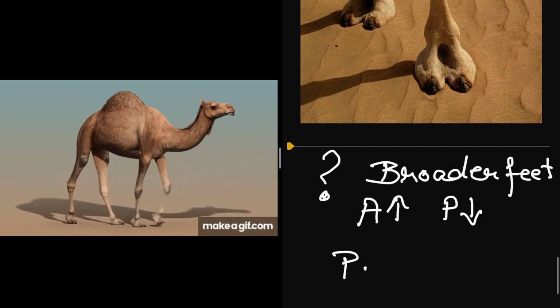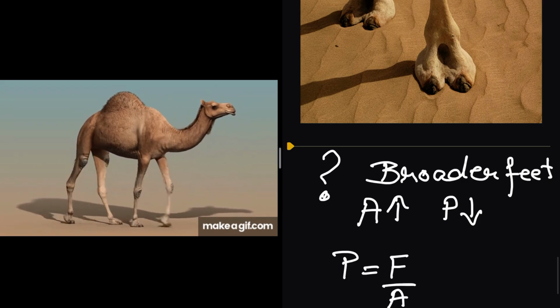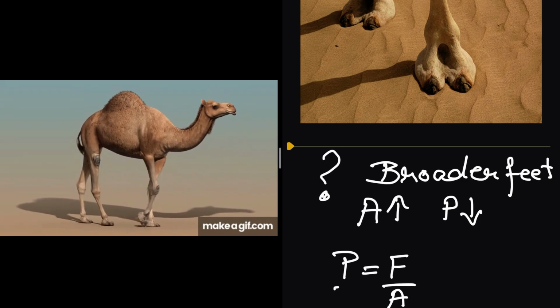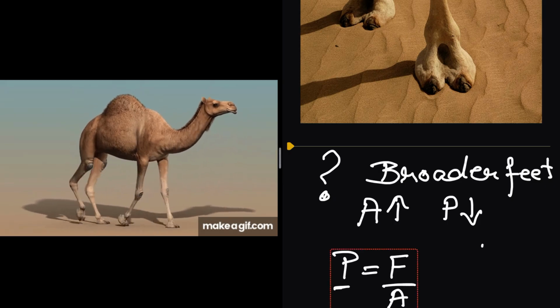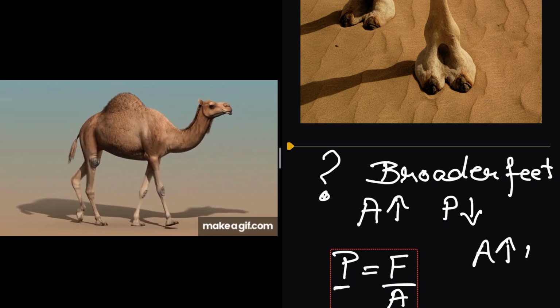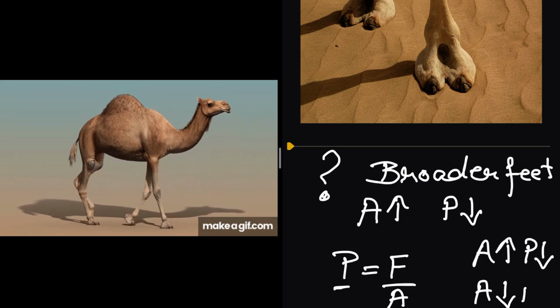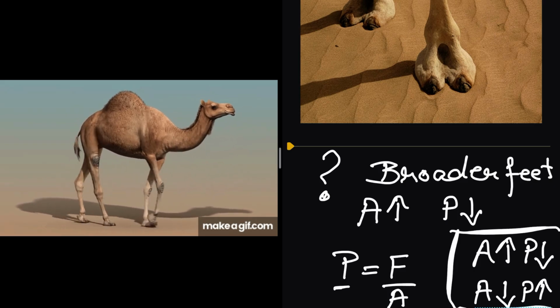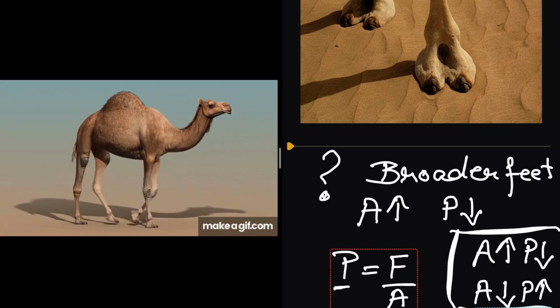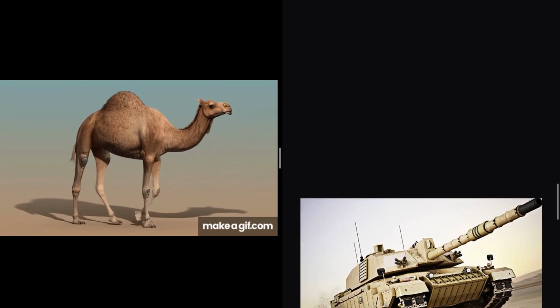So what is pressure, students? Pressure is nothing but force upon area. So far we have concluded that pressure depends upon the area. If the area is more, then the pressure will be less, and if the area is less, then the pressure will be more. Clear, students? So these are the two factors affecting the pressure: force and area. I hope this lecture is clear to you.